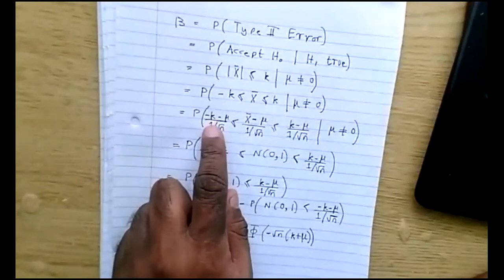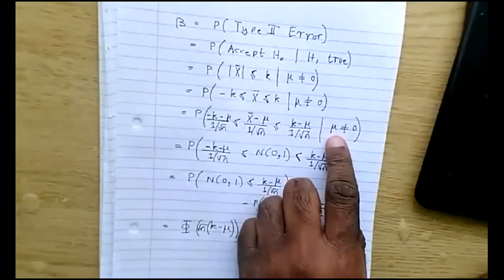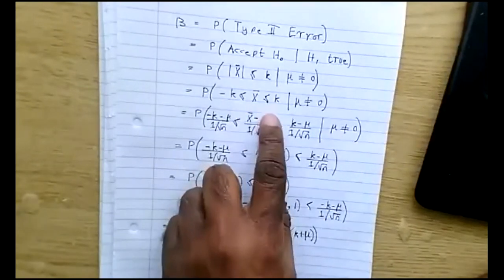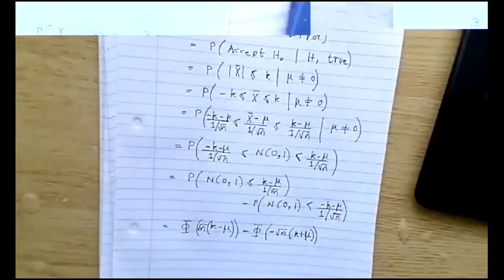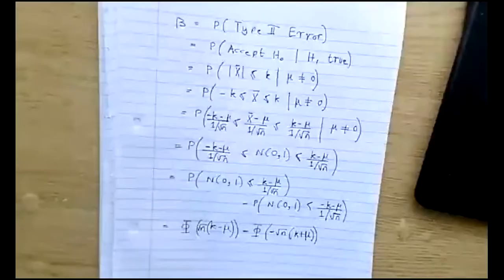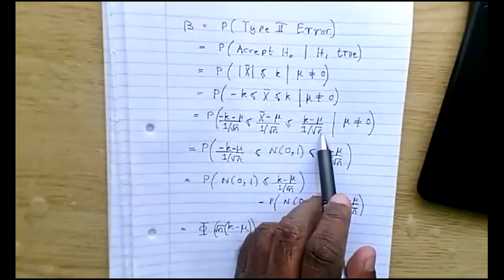Okay, Vincent, from this line to this line, we have made use of the fact that, under the condition that the population mean is not equal to zero, this has the standard normal distribution. So we have made use of the conditioning from this line to this line.